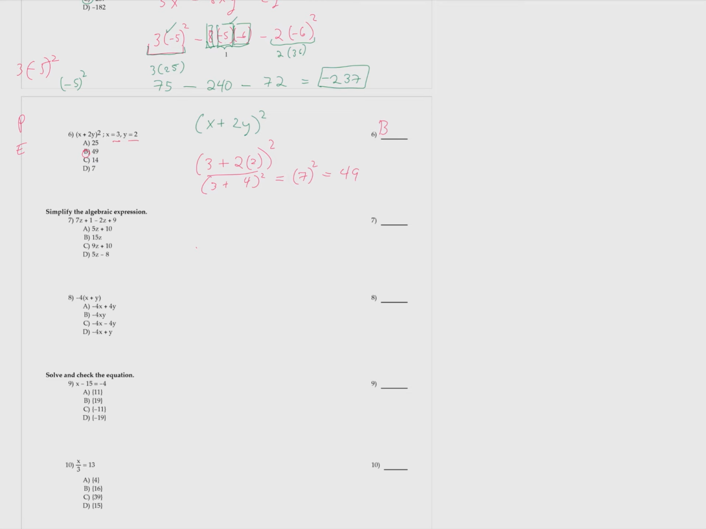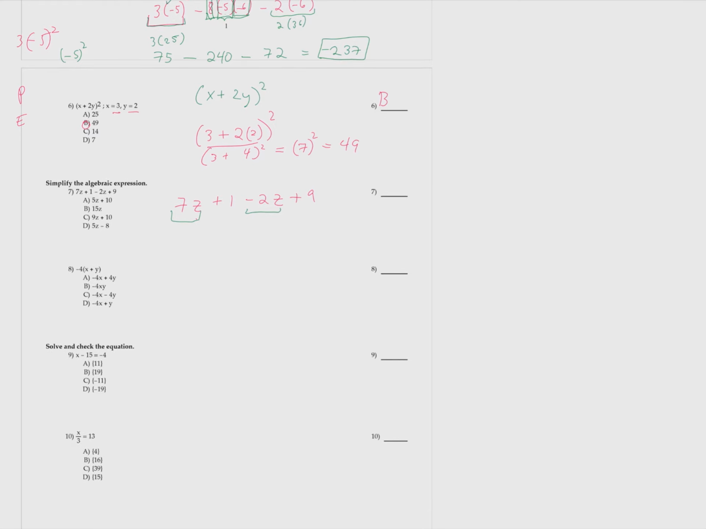So for example, 7z plus 1 minus 2z plus 9. Can we write this with fewer terms? The answer is of course we can, because we're using too many terms. We're repeating the same term again and again. So like, for example, this 7z can be combined with this negative 2z. So then how do you combine them? Well, you just add them or subtract them, whatever, as you see it. So 7z minus 2z is just basically 7 minus 2.